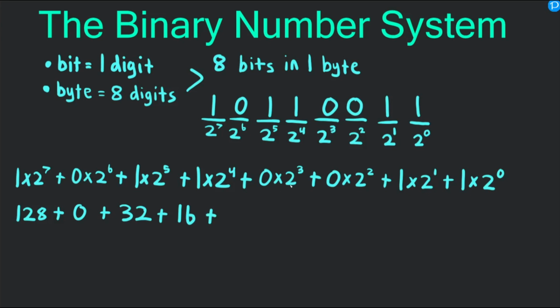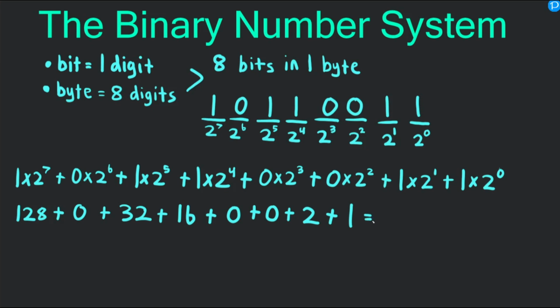Plus 0 times anything is 0. Plus 0 times anything is 0. Plus 1 times 2 to the power of 1 is 2. Plus 1 times 2 to the power of 0. Remember here that anything to the power of 0 is equal to 1, so this will equate to 1 times 1, which is 1. We have our final addition.